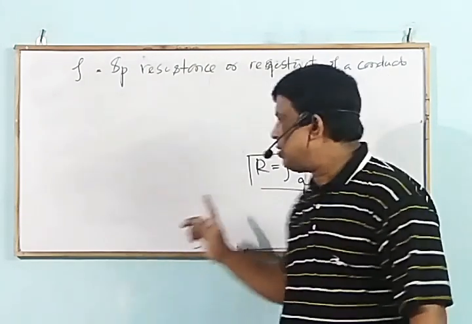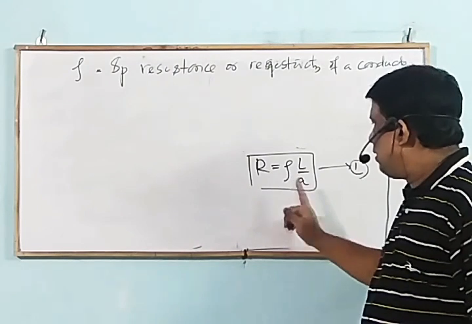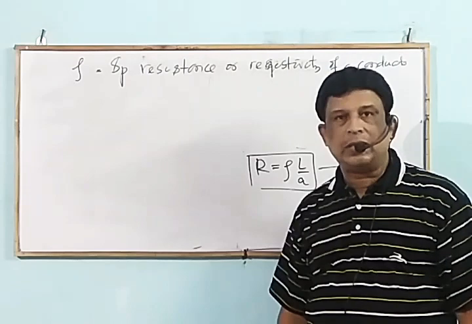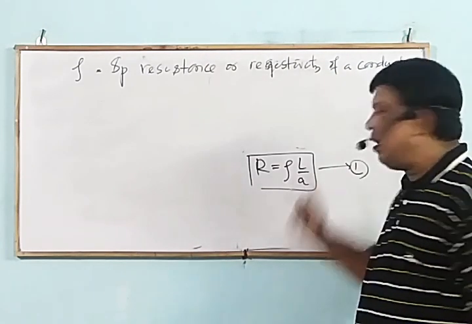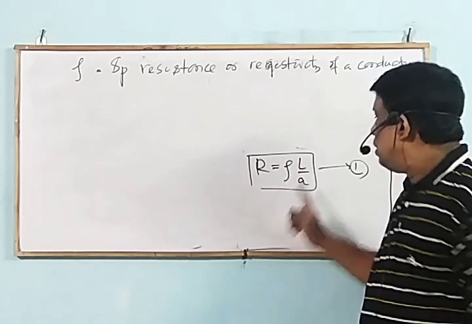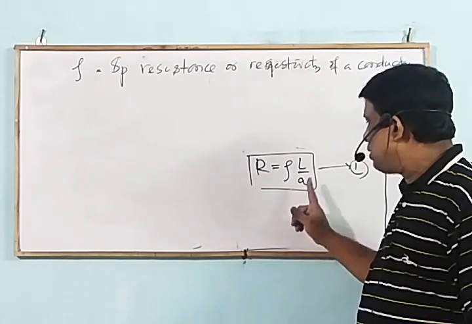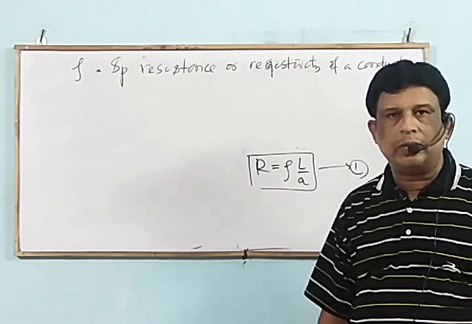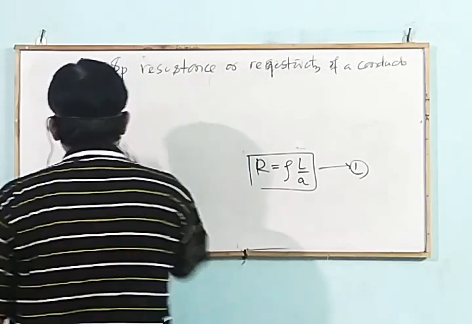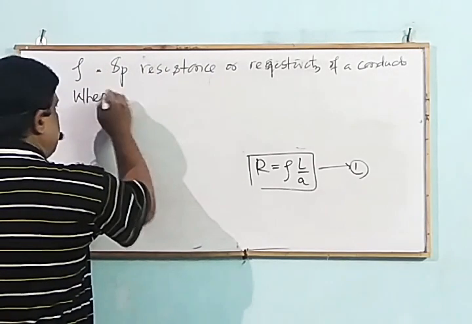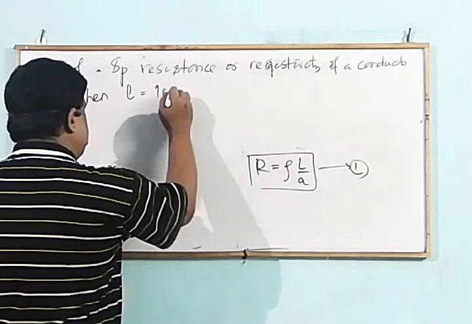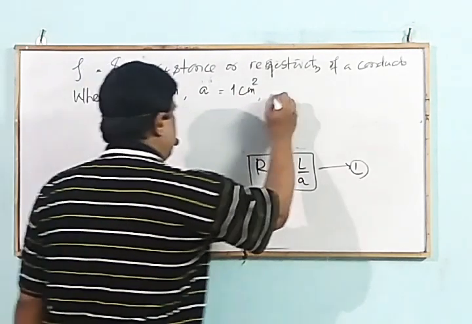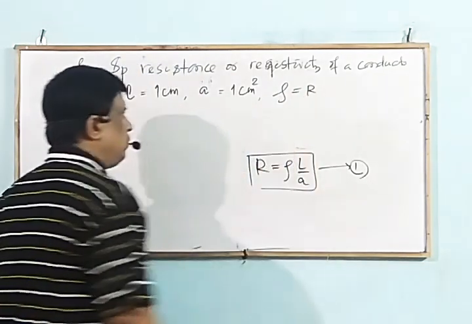So from this relation, we can frame one definition. Mark that. When L length is 1 centimeter and cross-sectional area is 1 centimeter square, then specific resistance rho is equal to R. When L is equal to 1 cm and A is equal to 1 cm square, then rho is equal to R.